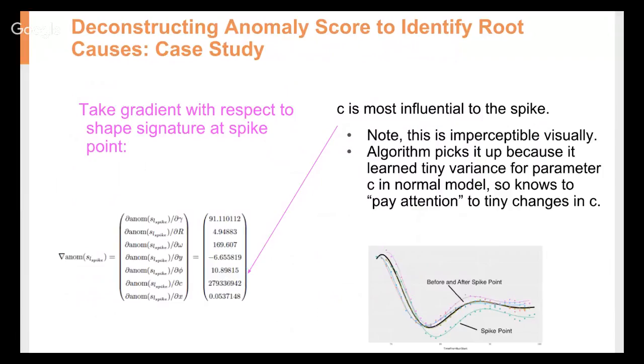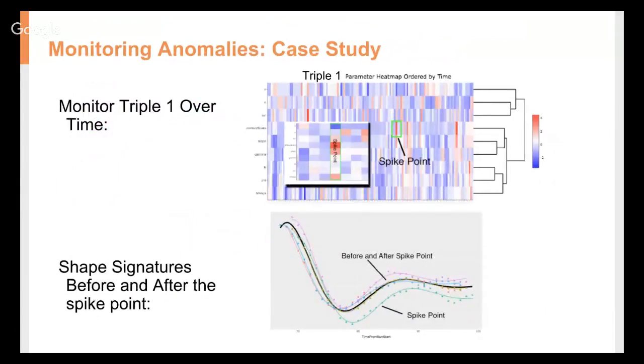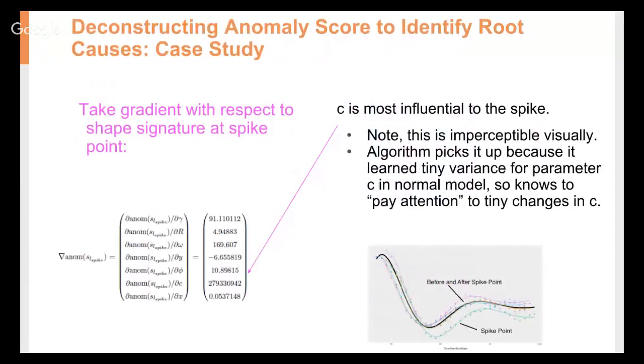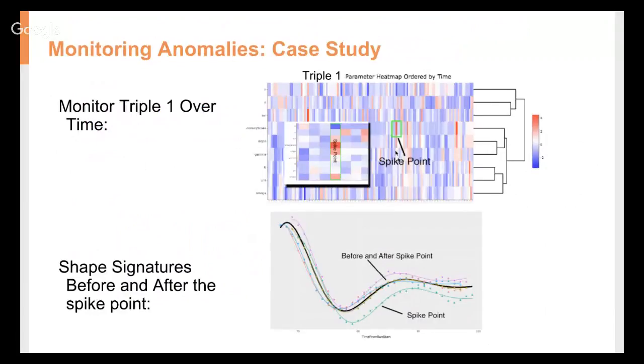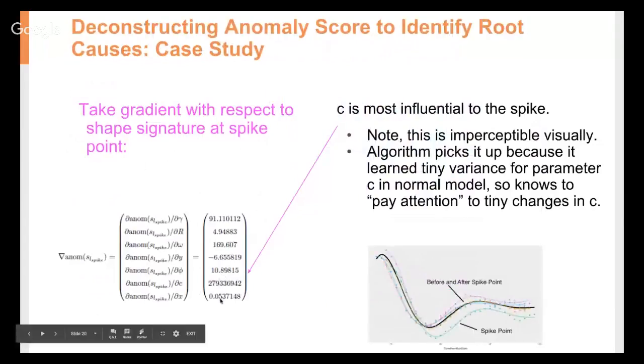At a lower level, you can actually take the gradient of the anomaly score at a spike point, for instance, and the largest elements in magnitude of that gradient are going to tell you what parameters of the oscillator or the shape signature are contributing most to the anomaly. So if we take the gradient at this spike point, we get this vector, and we see that the element corresponding to the C parameter, which is the slope, without question trumps in magnitude all the other parameters. So what that means is that we can conclude that C is contributing to the anomaly, to the spike.